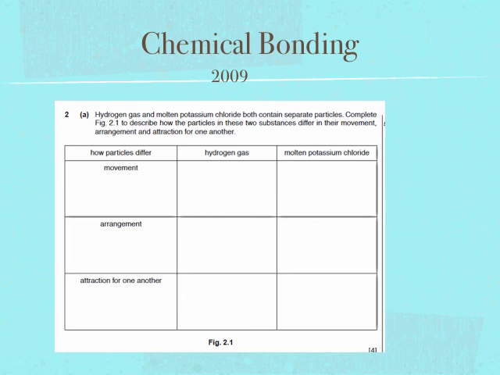C, explain why liquid hydrogen boils at a very low temperature. It's a covalent bond. So they are bonded by? Yes, very weak intermolecular bond. All right, so very little energy is required to break the bond.